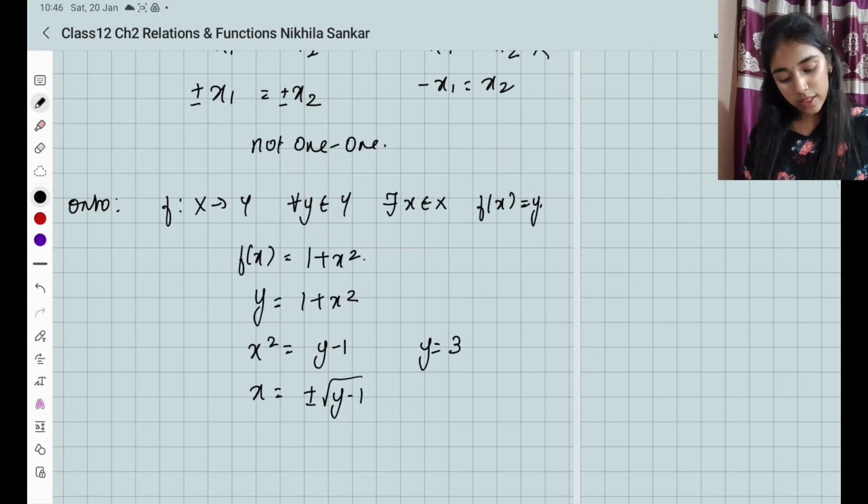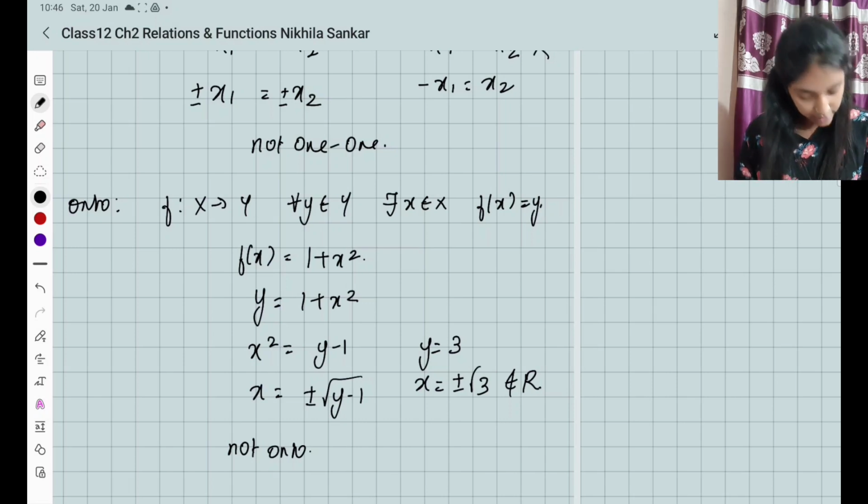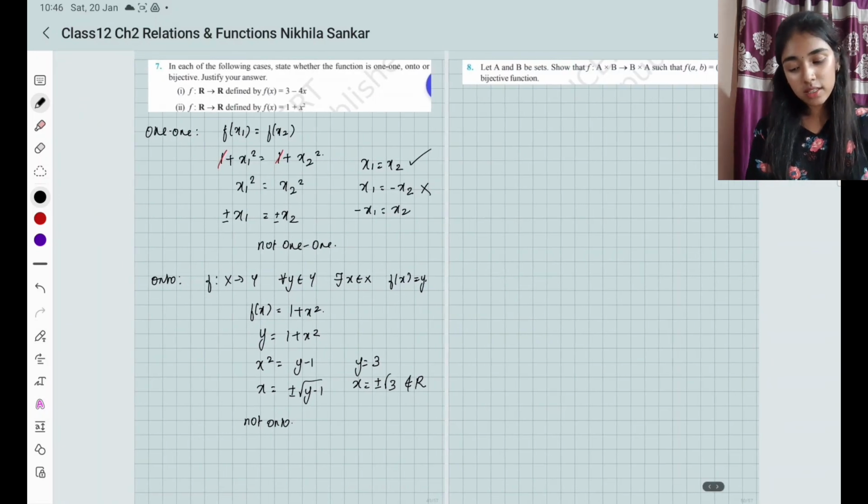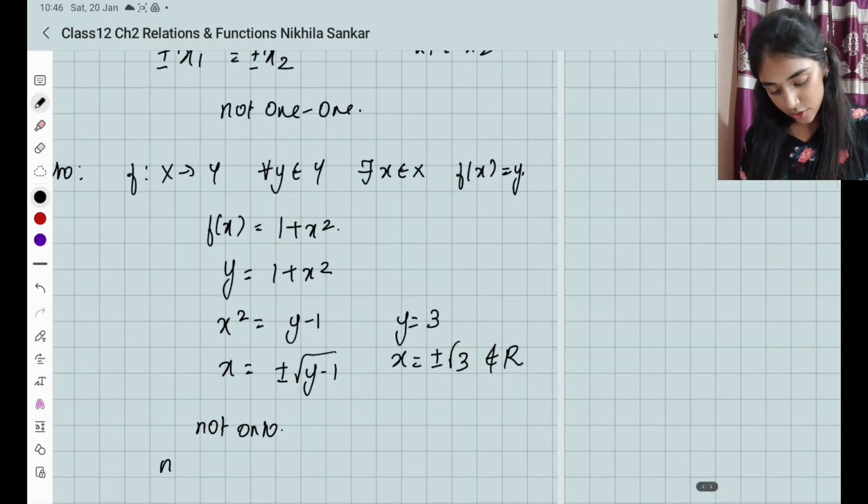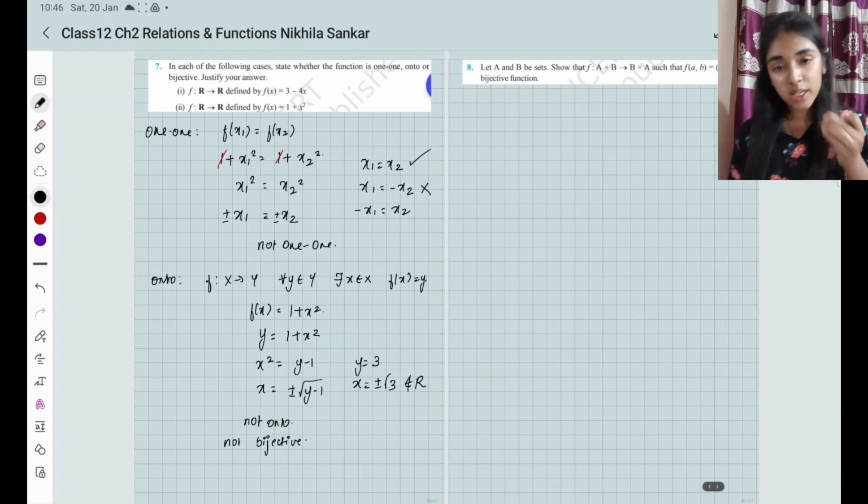Now if we put the value of y as 3, what comes? You have x equal to plus or minus root 3. But this does not belong to real numbers. So this is not onto. Okay? Understood? So this is not a bijective function. Let us write that also: so this is not bijective.